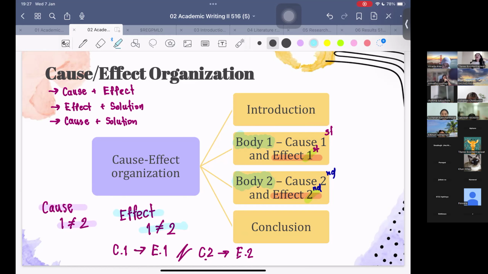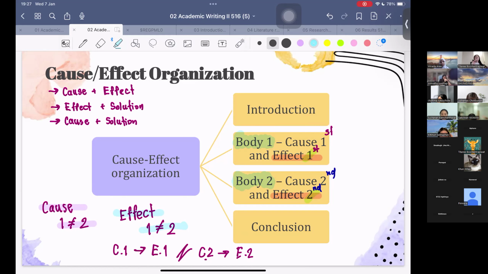And yes, it's possible that, based on effect 1, you might have more than 1 cause. It can be 2 causes or 3 causes. Let's say you have 2 causes, and then for body paragraph 1, you might have 2 causes which lead to effect 1. Yes, that's possible.